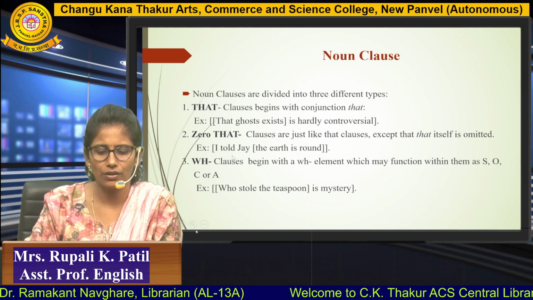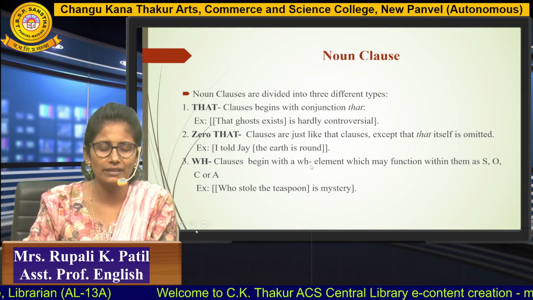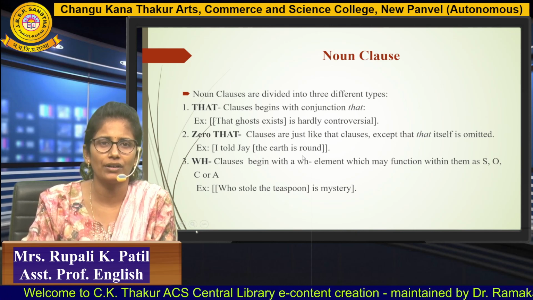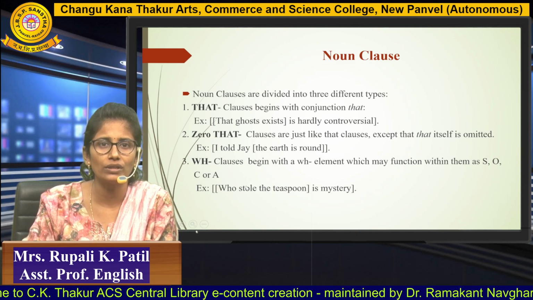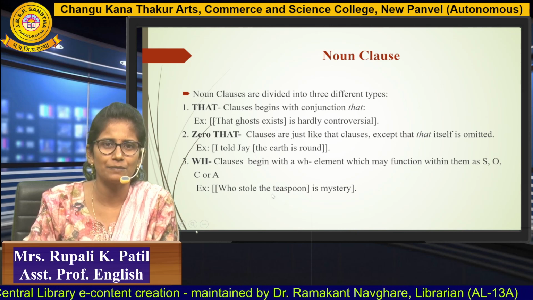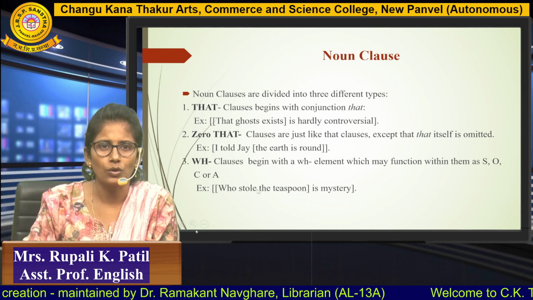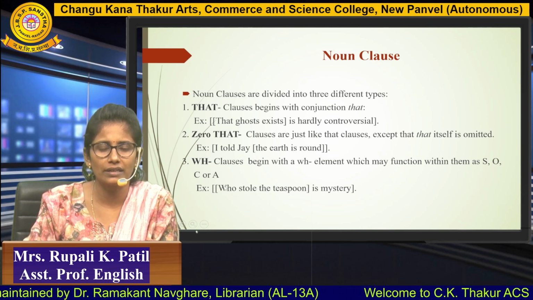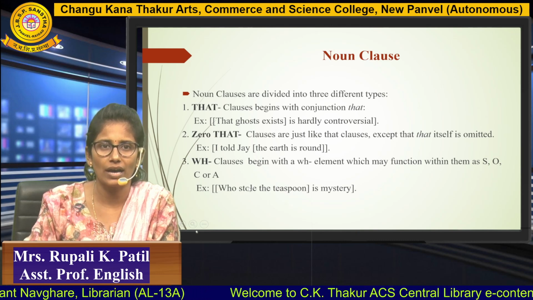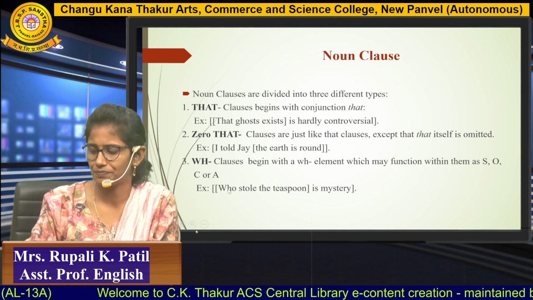The next type is a WH clause, which begins with a WH element which may function within the subordinate clause as subject, object, complement or adverbial. For example, who stole the teaspoon is a mystery. As per the bracketing, you can identify is as the main predicator, mystery is an object, and this whole noun clause, who stole the teaspoon, is functioning as the subject of the main clause. And who, as I said, is functioning as a subject in the subordinate clause.